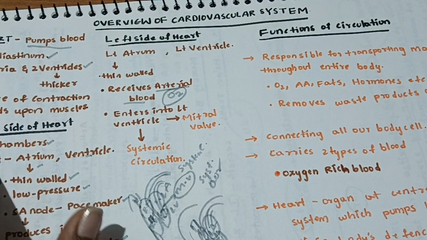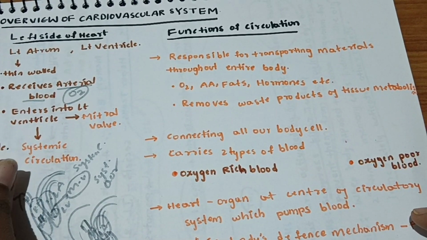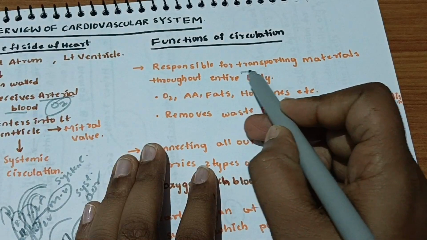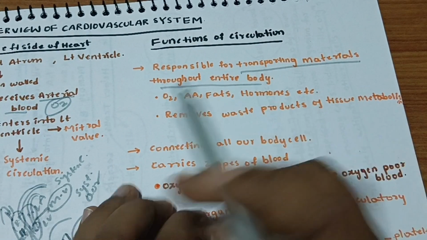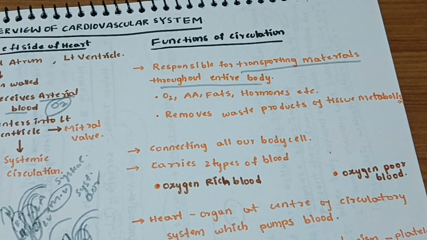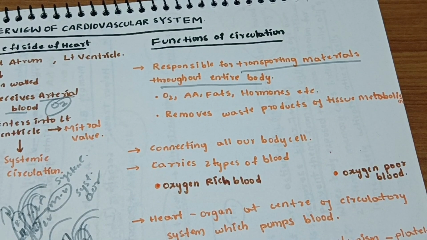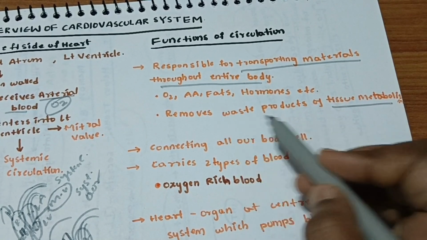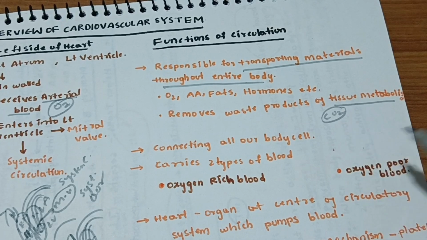And let's see what the functions of circulation are. Mainly, it is responsible for transporting materials throughout the body. The main function of the circulation is to transport materials like oxygen, carbon dioxide, minerals, hormones and immunoglobulins. It not only supplies the tissues, but also removes metabolic products like carbon dioxide from the tissues.